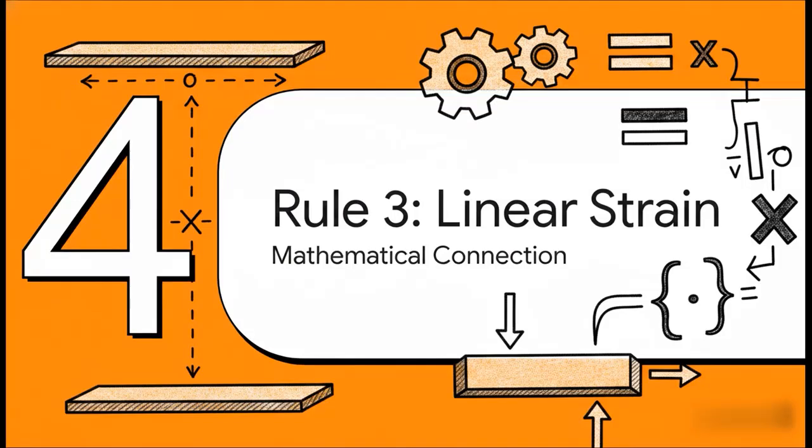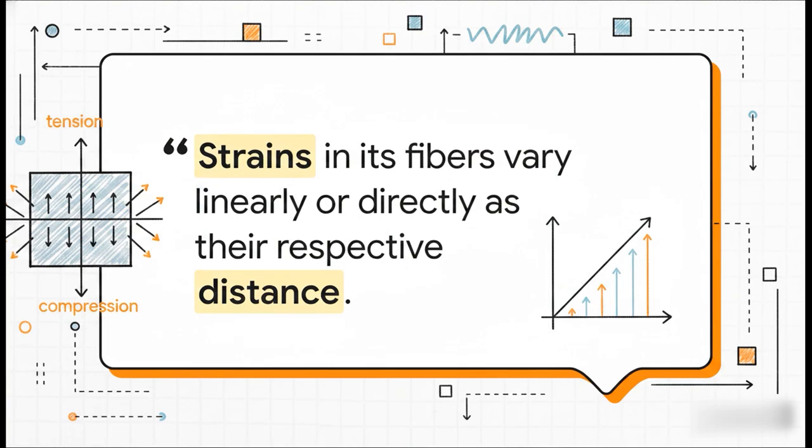Section 4, Assumption 3, linear strain. All right, now for the final piece of the puzzle. We've got our flat planes, and we've established our 0-point anchor. Now we introduce the mathematically critical assumption that connects our visual geometry to the actual structural forces. So the crucial point is this quote, straight from the engineering principles: strains in its fibers vary linearly or directly as their respective distance from the neutral surface. Let me tell you, this right here is the absolute holy grail for calculating flexural stress.